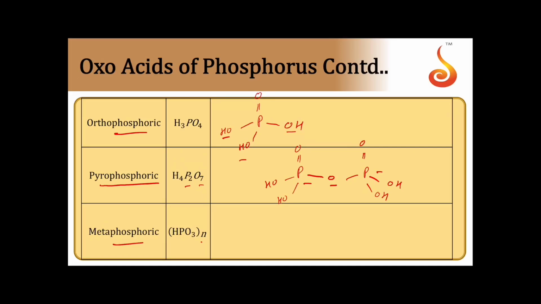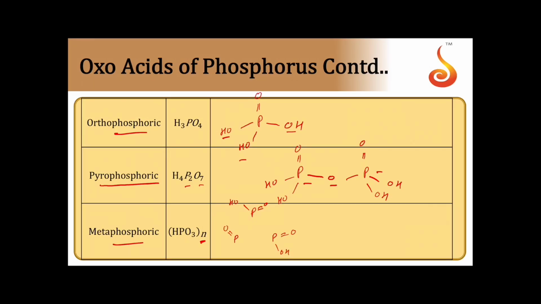Metaphosphoric acid. The molecule is taken n times, which means it exists as a cyclic structure. Let us take for example the trimer, taking n equal to 3. So there must be only 3 phosphorus atoms. Each P has one double bonded O. We have one OH group here. So one double bonded O and one OH group here.